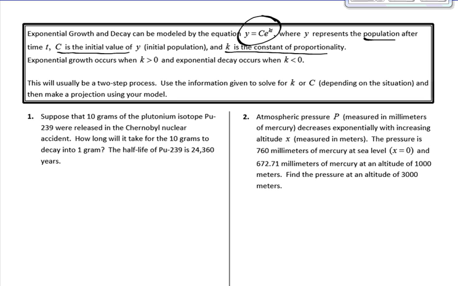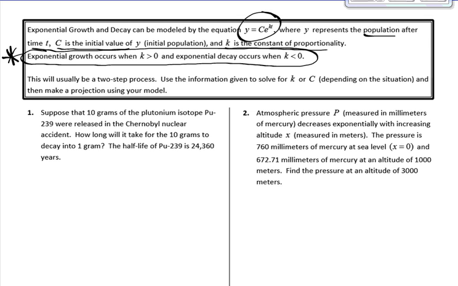All right, and just a reminder, exponential growth is going to occur when that constant is greater than 0, and exponential decay is going to occur when that constant is less than 0. All right, so actually 1 and 2 are not really calculus problems. It's a review of stuff that maybe you learned in Algebra 2, possibly. So I'm going to do number 1 with you, and then I want you to do 2 by yourself. So let's do number 1.